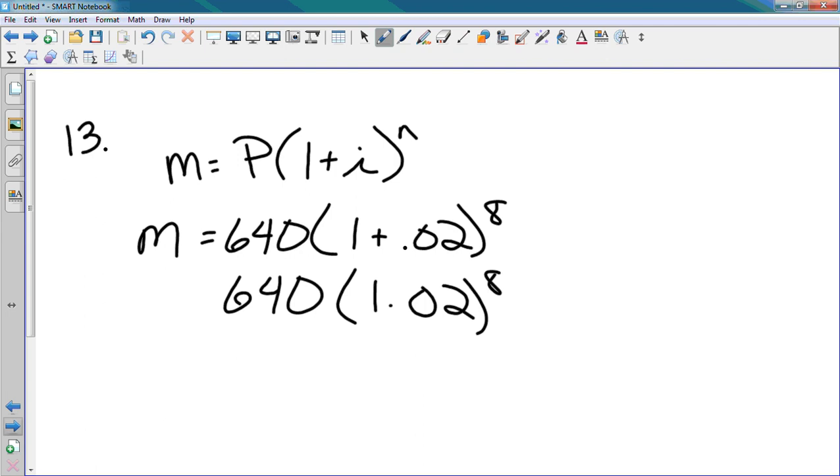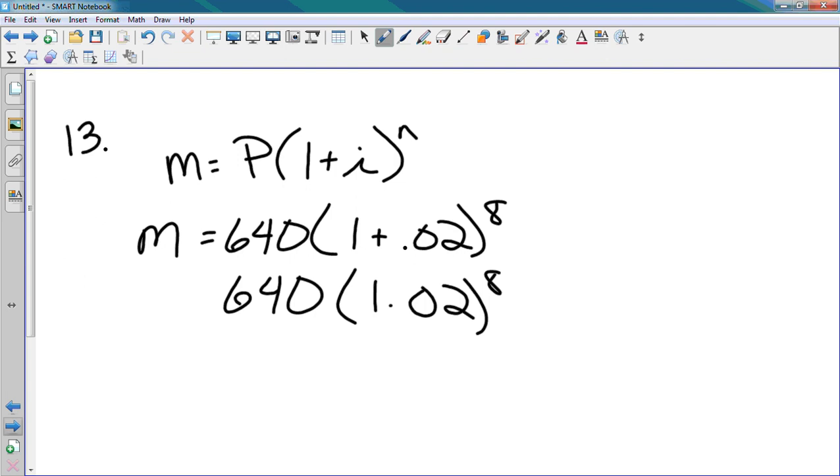Now, after parentheses, please excuse my dear Aunt Sally, e equals? Exponent. So 1.02 to the 8. Now, you are not going to be able to do that in your head, okay? That's when you use a calculator. So you're going to grab the calculator, 1.02 to the 8th power, gives me 1.17165931.